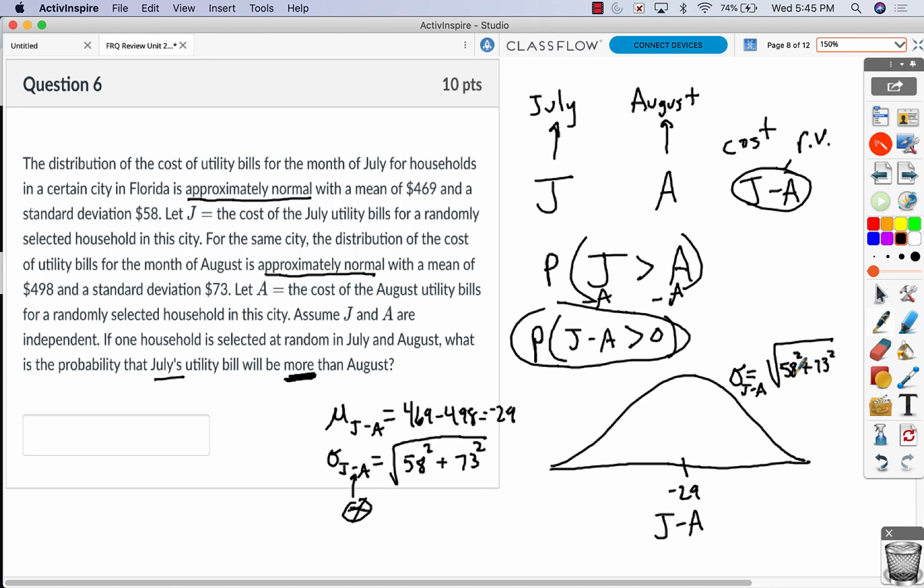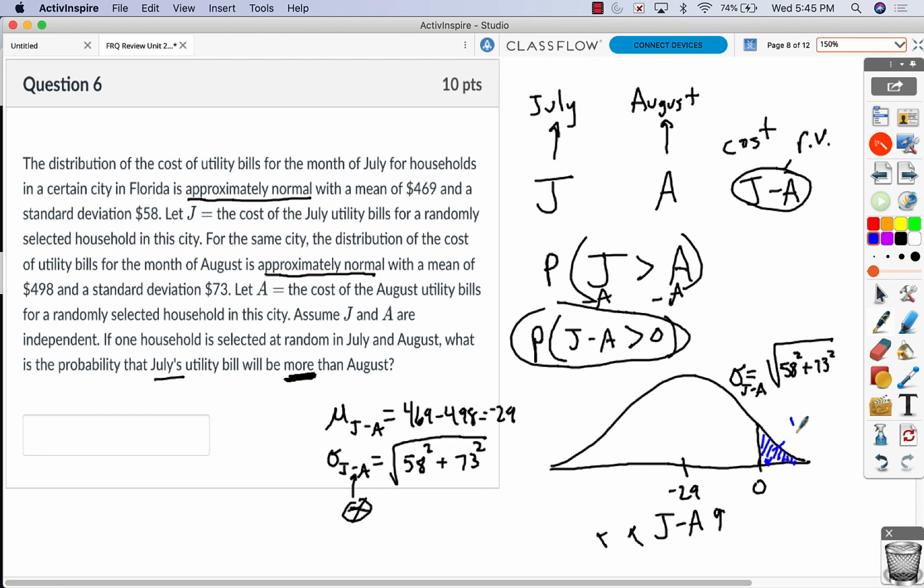Now I'm not even going to pay attention to this number. I'm not going to find it because they didn't ask for it. They say, what's the probability that J minus A is greater than 0? Well, these are your J minus A's. Okay, well, this is negative 29 on a number line. 0 is over here somewhere. Draw a line to the top, and you're trying to find this shade right here.